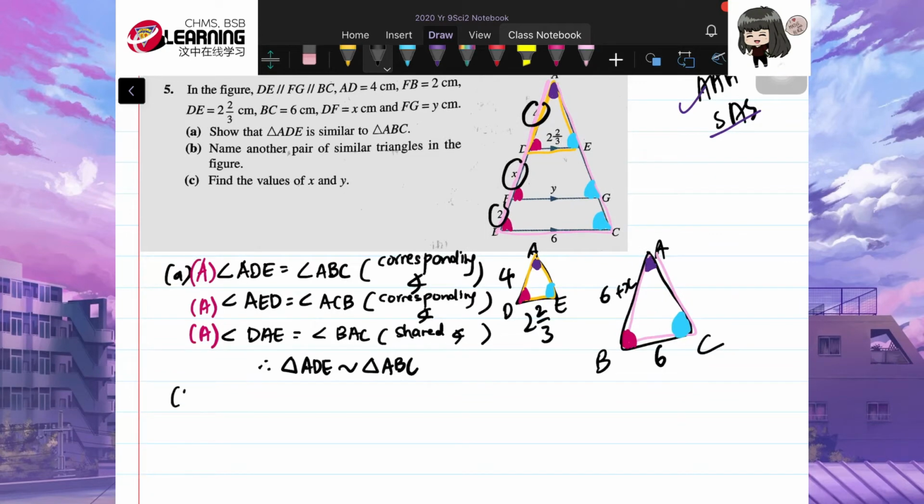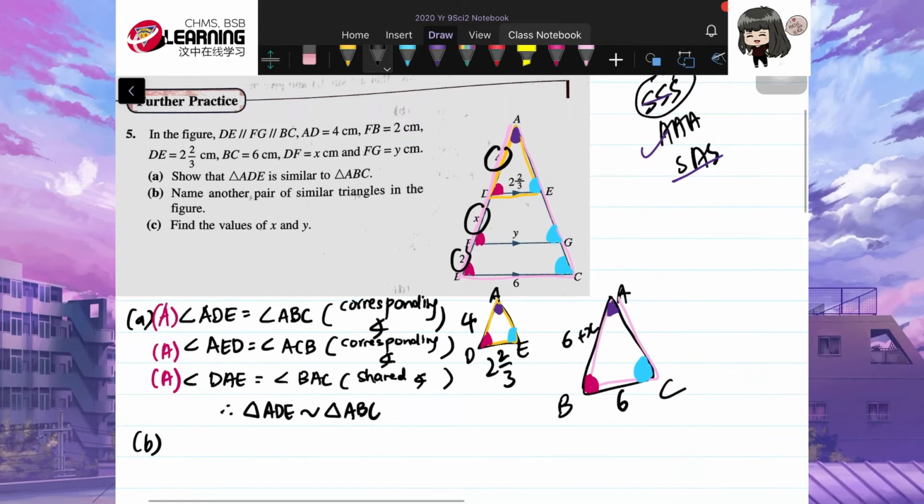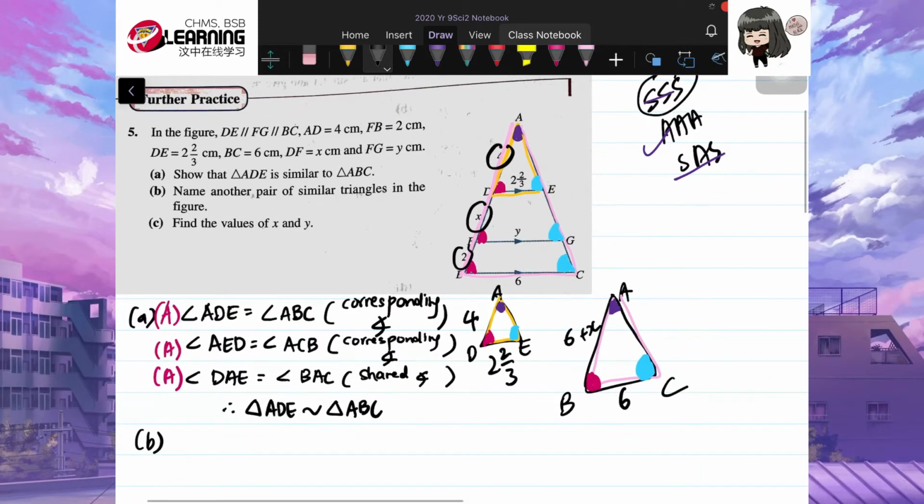Okay, part B. Name another pair of similar triangles in the figure. So besides the yellow and the light pink triangles, there's one more triangle here. I will draw it with the red color, this one, which is A, F, G.